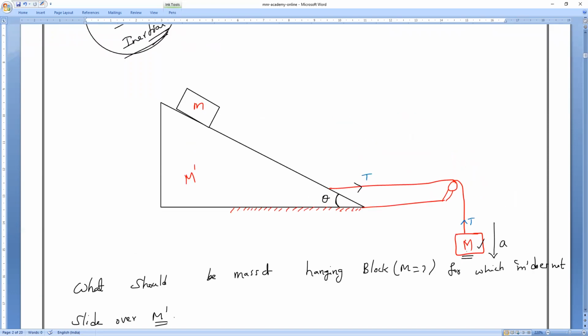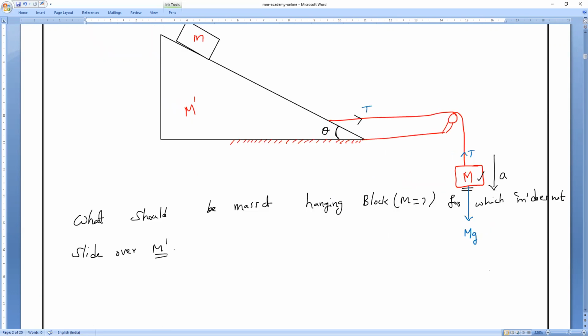Now, as we know, this M is acting in the downward direction. So what is the downward force acting? Weight. Weight of the object. Very good. So same string, same tension. From this I can write the first equation. Can anybody tell me?